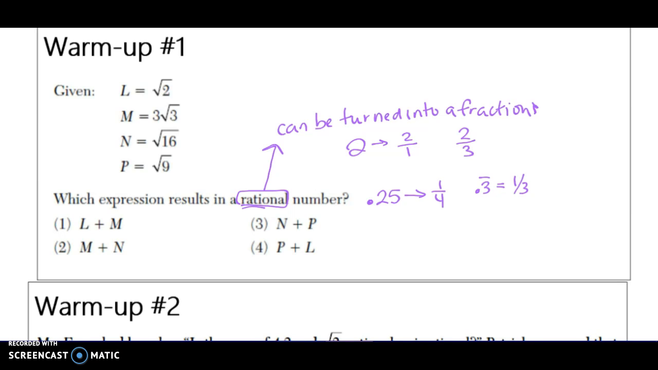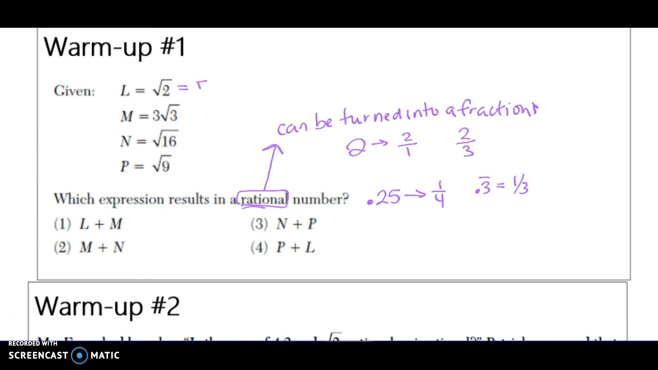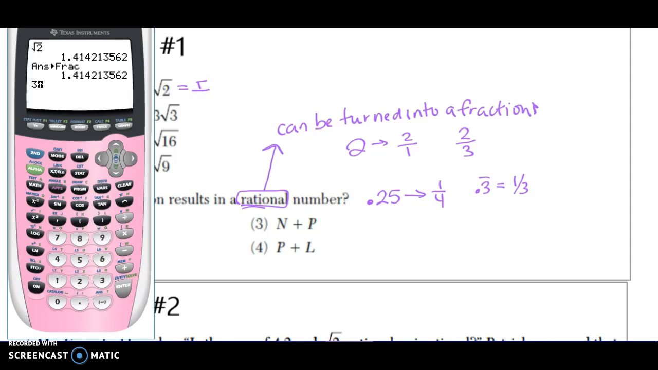So the simplest way to start with this problem is to figure out which of these are rational and which is irrational. So if I come to my calculator, plug in the square root of 2, I see 1.44414, blah, blah, blah. If you try to turn it into a fraction, it comes up with the same answer because it can't turn it into a fraction. It means this is irrational. So 3 root 3, do the same test. And again, it means it's irrational.